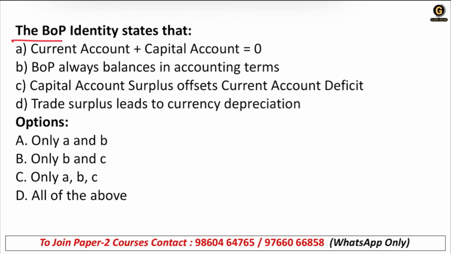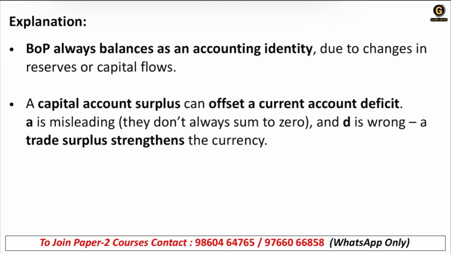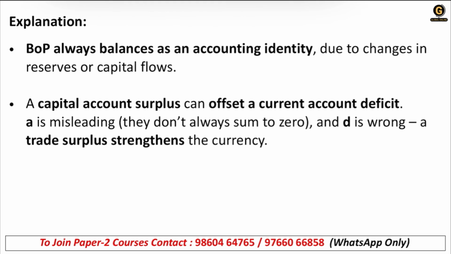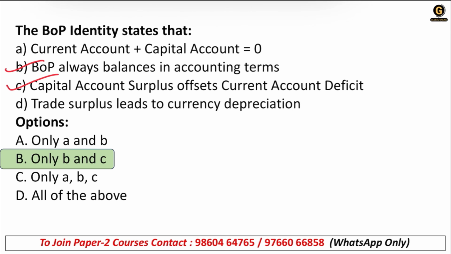The BOP identity states that current account plus capital account is equal to 0. A, BOP always balances in accounting terms. B, capital account surplus offsets current account deficit. C, or D, trade surplus leads to currency depreciation. Right answer is option B and C. See, BOP always balances as an accounting identity. That is totally correct, due to changes in the reserves or capital flows. A capital account surplus can offset a current account deficit. That is also correct, so B and C.